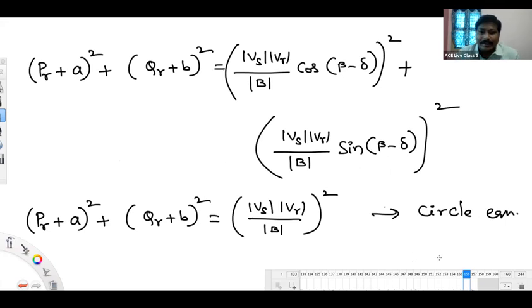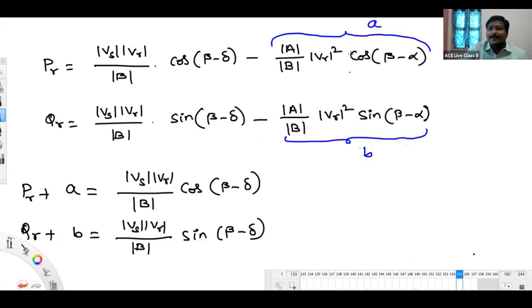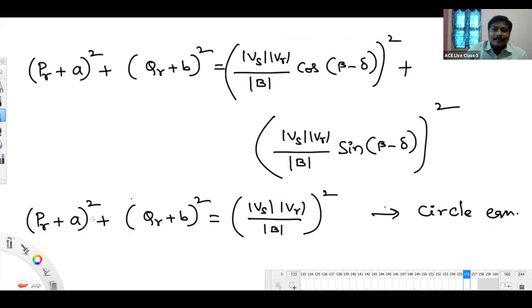Okay. Can you please tell me what is the center of the circle now? What will be the center of the circle? Center: minus A comma minus B. What are A and B? Just now I have shown here, Shahil, A and B. These are the numbers A and B. Minus A, minus B will be the center. And the radius of the circle is Vs into VR by mod B.